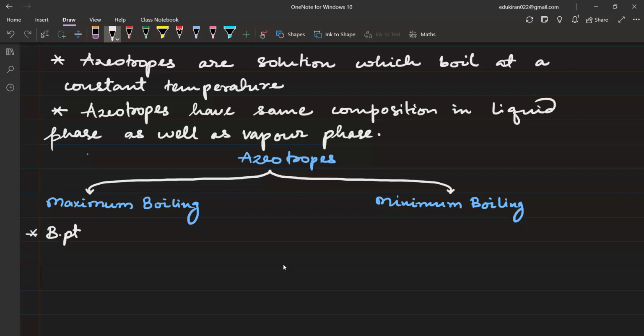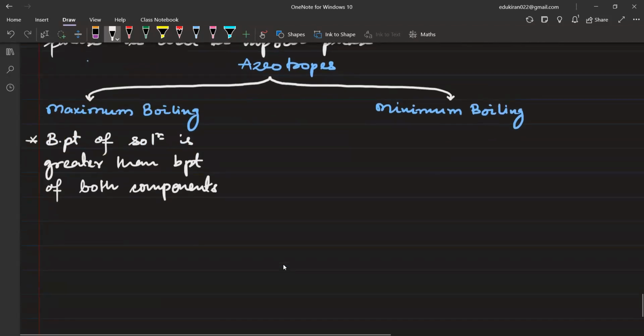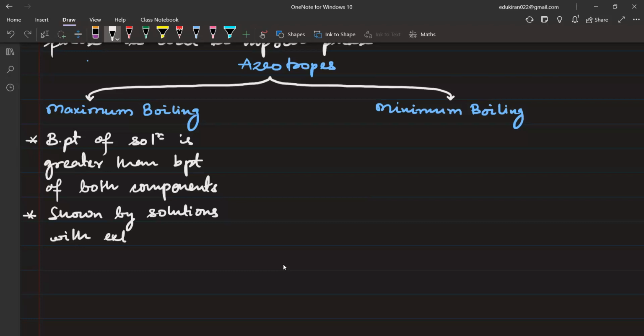Boiling point of solution is greater than boiling point of both components. It is shown by solutions with extreme negative deviation.